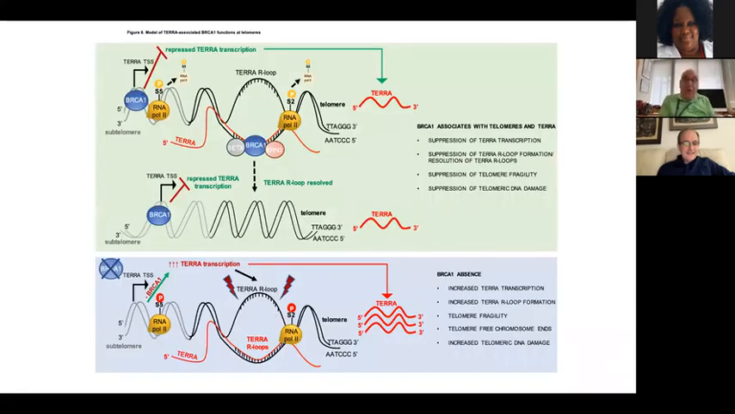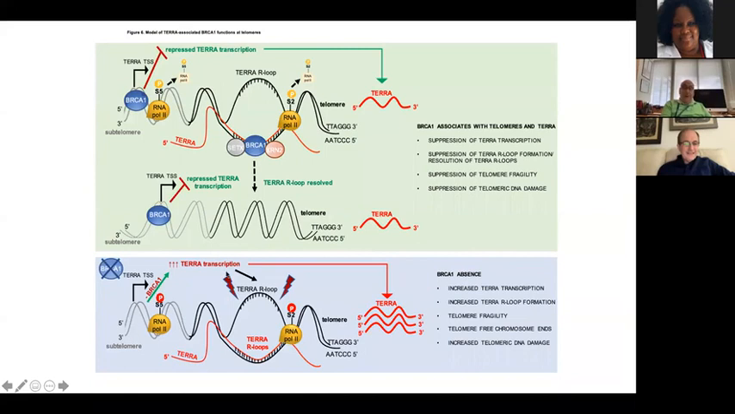So what am I telling you very quickly here? And then I'm going to move quickly into the last part of this talk. In the normal setting, when there's plenty of BRCA1 available on telomeres, as I showed you, there's a suppression of transcription of telomeric DNA by Pol2. As a result, the number of terra R loops that form is limited, remember that BRCA1 represses terra transcription, and a terra R loop induces local DNA damage. In that case, there's relatively little terra present, and the genome pretty much stays intact.